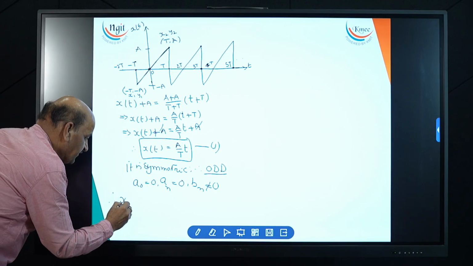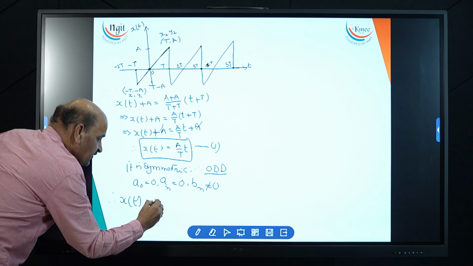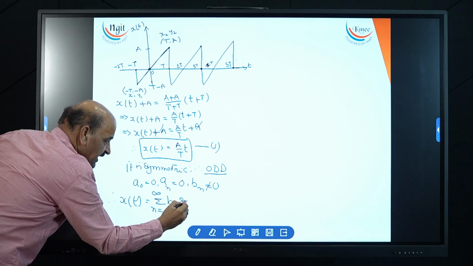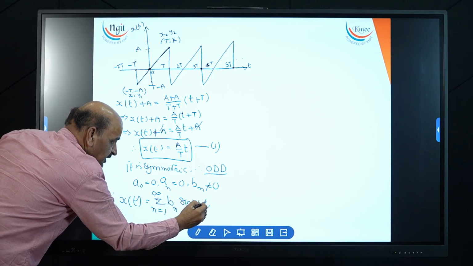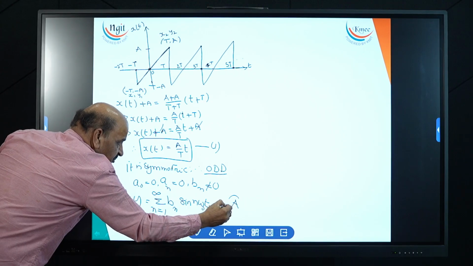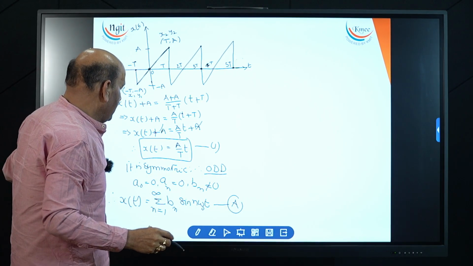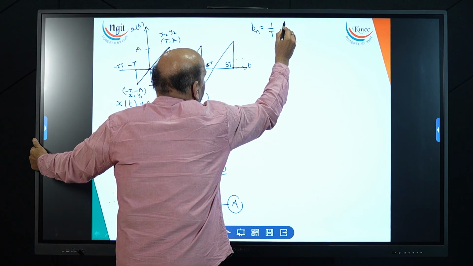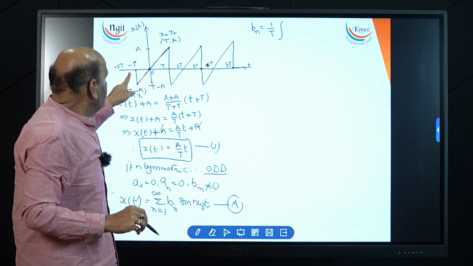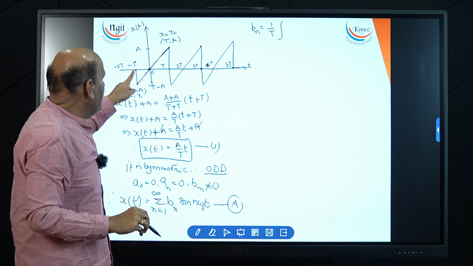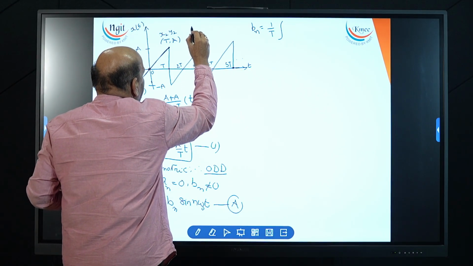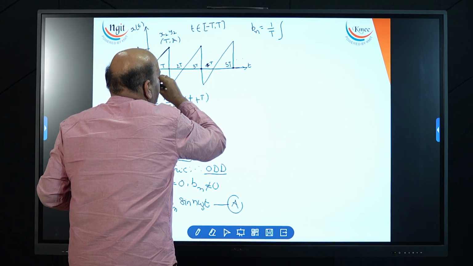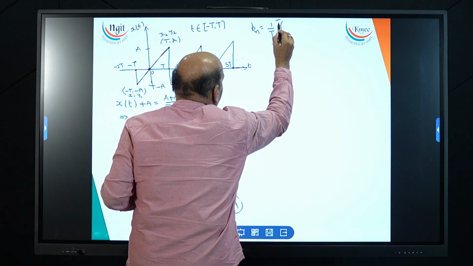Therefore, for the given signal, x of t is equal to summation n equal to 1 to infinity Bn into sine n omega naught t only. This is the main thing. Now here we will find what Bn is. Bn equals 1 by T integral. What is the period? The given period is minus T to T, so the integral is from minus T to T.